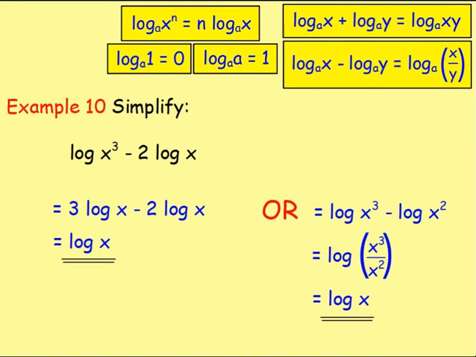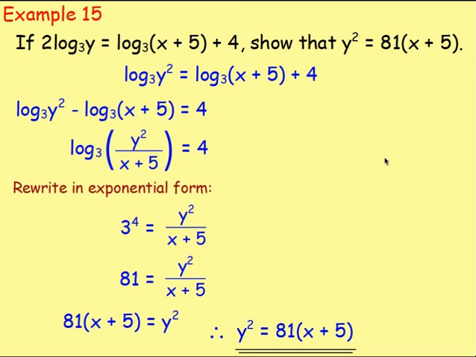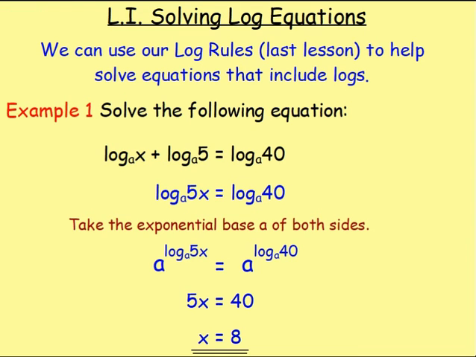It's the same answer. You do get harder problems with this. There are plenty of examples if you look at them in that lesson. With this one here, you had to find out this value and show that y squared was equal to 81 bracket x plus 5. So again, you're just wanting to use all of these rules, and then you're rewriting in exponential form to get rid of the logs.